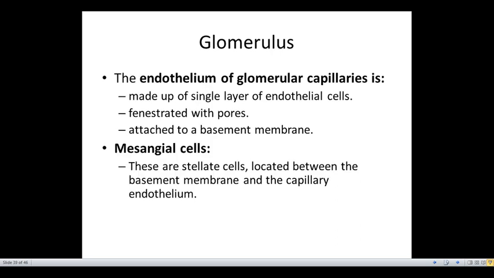The endothelium of glomerular capillaries is made up of a single layer of endothelial cells. It is fenestrated, having pores, and it is attached to a basement membrane. It also contains the mesangial cells, which are stellate cells located between the basement membrane and the capillary endothelium.